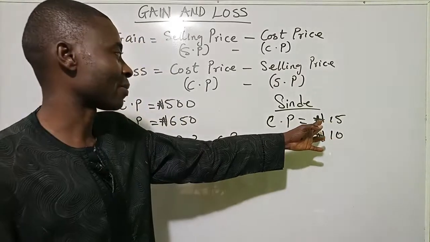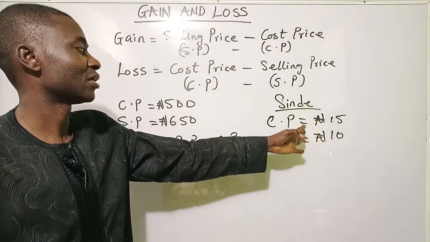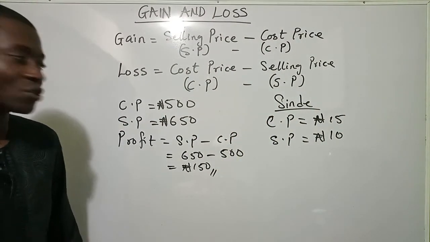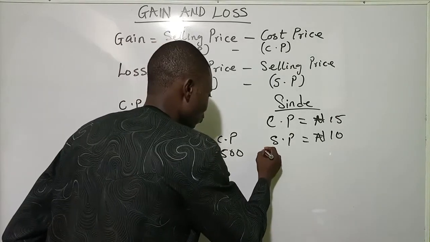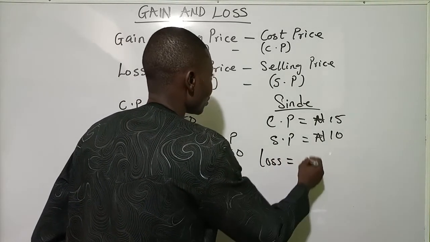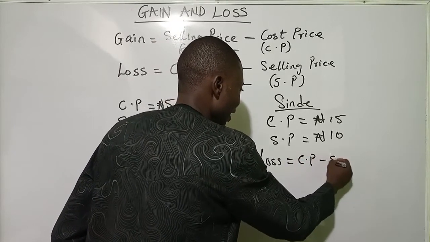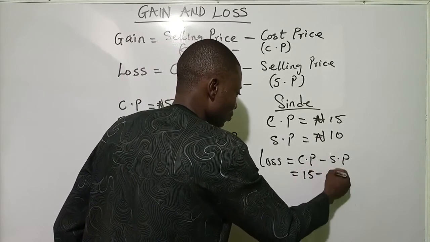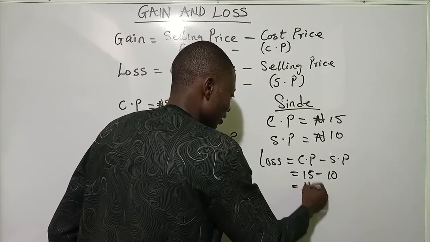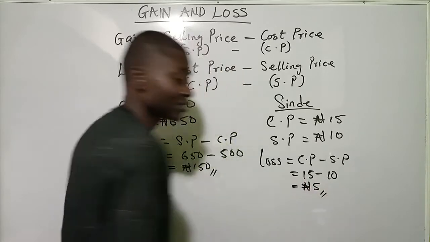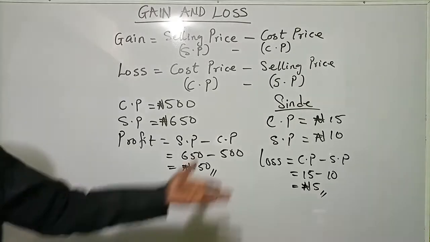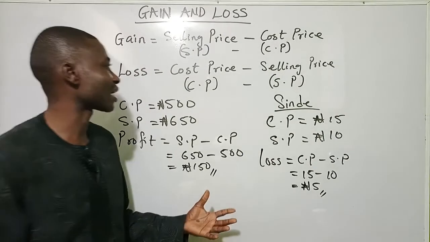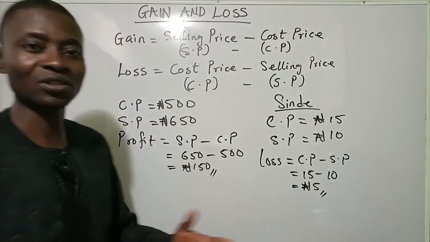Now, you can be asked to calculate the loss that Mrs. Cindy has incurred from this transaction. So how do we get the loss? Remember, we said that loss is equal to cost price minus selling price. The cost price here is 15. The selling price is 10. That is equal to 5 naira. So Mrs. Cindy lost 5 naira from this transaction. That's how we calculate loss and gain. It's not difficult at all.